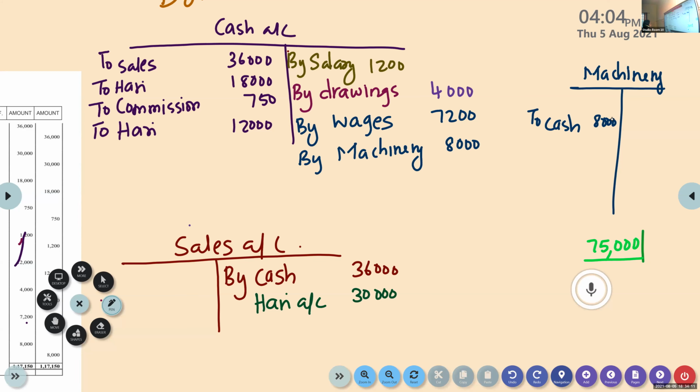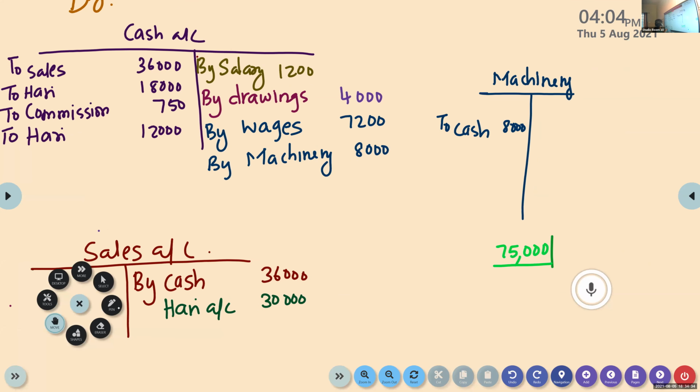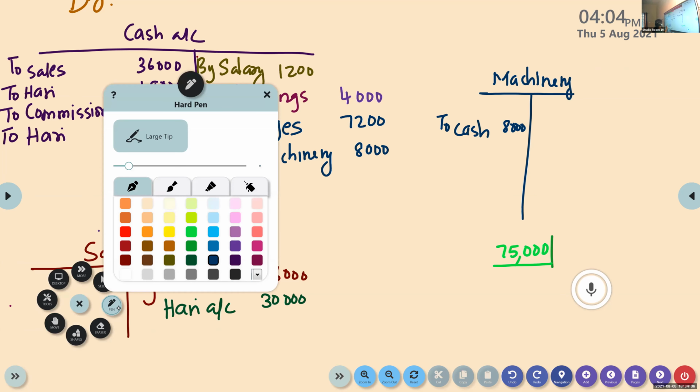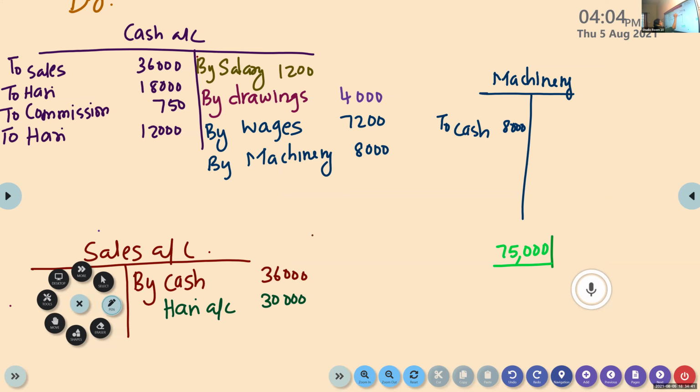Everybody over? Now we will balance all these accounts. Balance everything. So machinery account, wages, commission, drawings, they are all easy. Why? Only one transaction is there. I'll show you how to balance. I have machinery account near me. See, machinery account, there is only one amount. We have it on the debit side. Am I right?